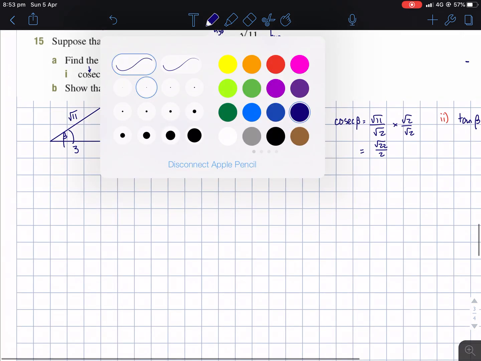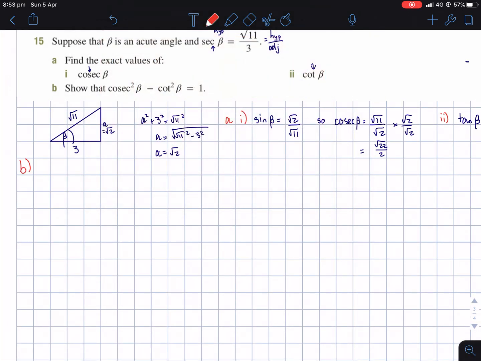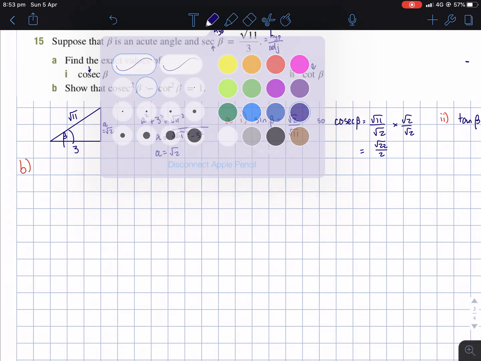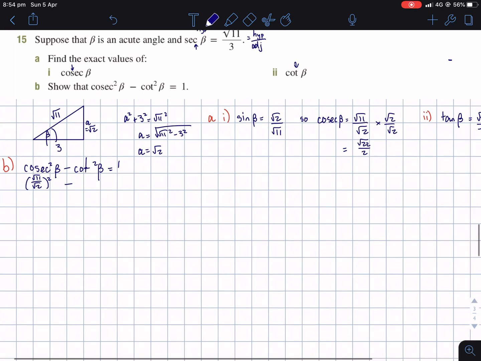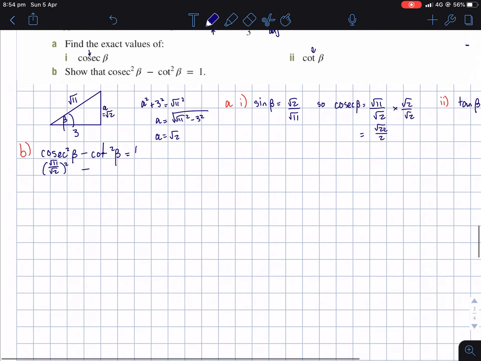Okay, show that cosec squared beta take cot squared beta equals 1. So we know cosec beta is root 11 over root 2. So we've got cosec squared beta minus cotan squared beta equals 1. So we've got root 11 over root 2 squared minus cot was 3 over root 2, 3 over root 2 squared. And we're going to show that this equals 1.